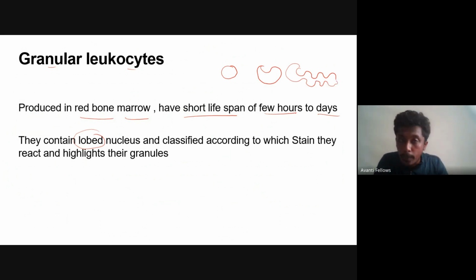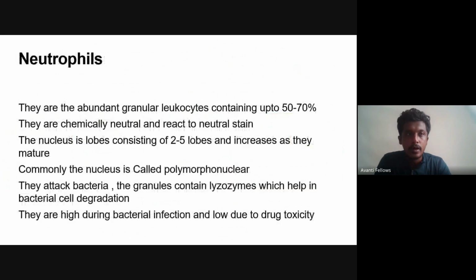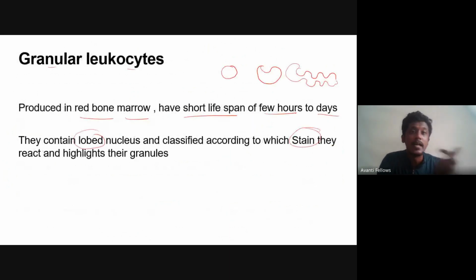So they contain a lobed nucleus, and also they are classified based on how they react to the stain. For example, you have neutrophils for neutral stain, basophils for basic stain, eosinophils for acidic stain. So based on what stain we use, we can classify them as basophils, neutrophils, and eosinophils. Clear? So can we go for the first one?